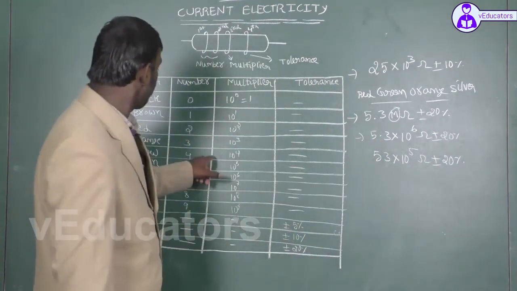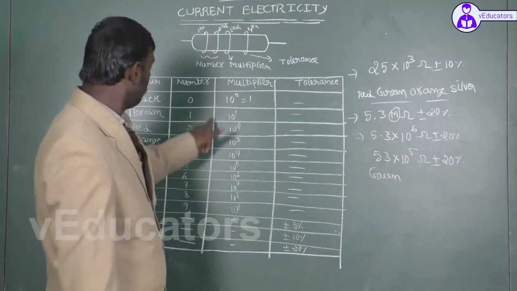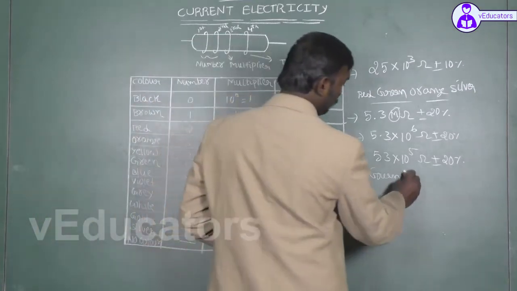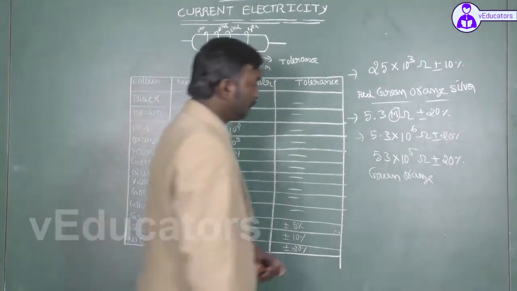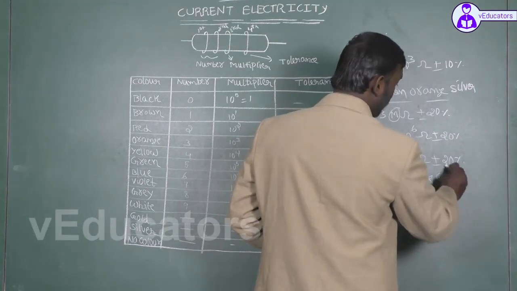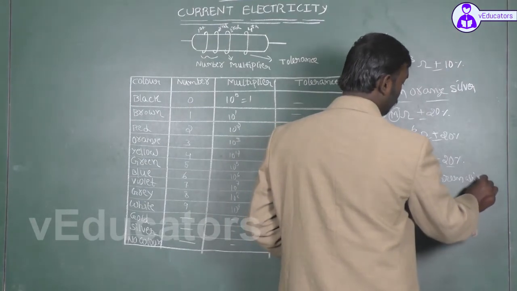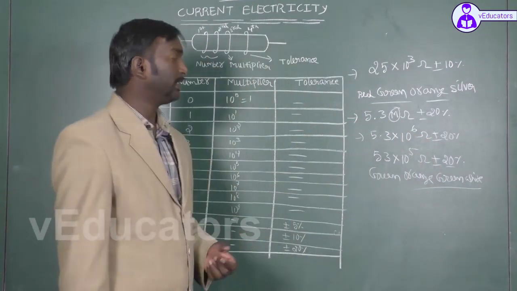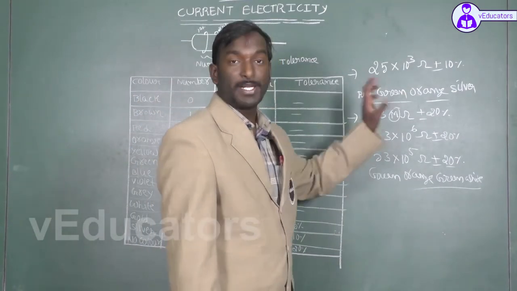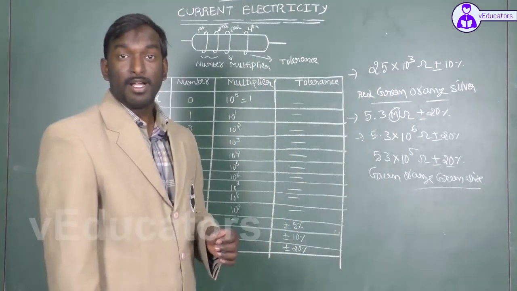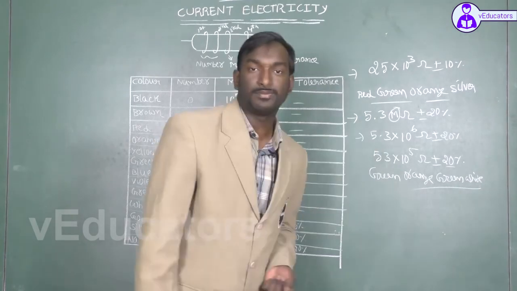5 is green, 3 is orange, 10 power 5 is green, and 20% is no color. So the color coding for 53 into 10 power 5 ohm plus or minus 20%, or 5.3 mega ohm plus or minus 20%, is this. They can give you this color coding and ask you to find the value of that. It's easy.